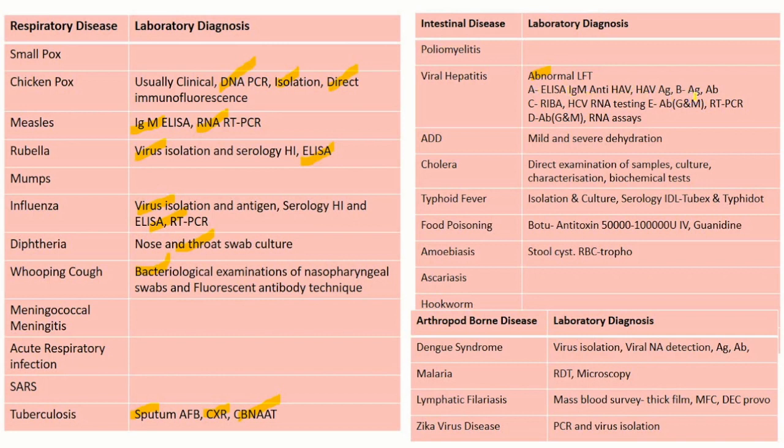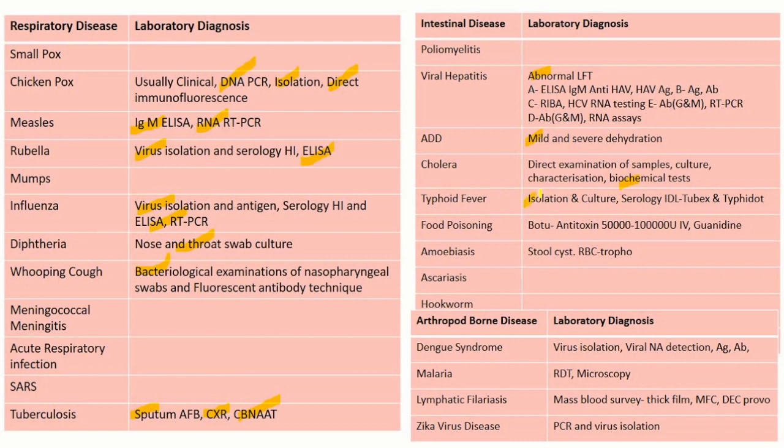For B, HBsAg, antibody, anti-HBs antibody. And C, it is RIBA, HCV RNA testing. E, antibody for IgG and IgM, RT-PCR. D, antibody for IgG and IgM, RNA assays. For ADD, mild and severe dehydration, signs from head to toe will diagnose ADD. Cholera, direct examination of the samples, culture, characterization, and biochemical tests.